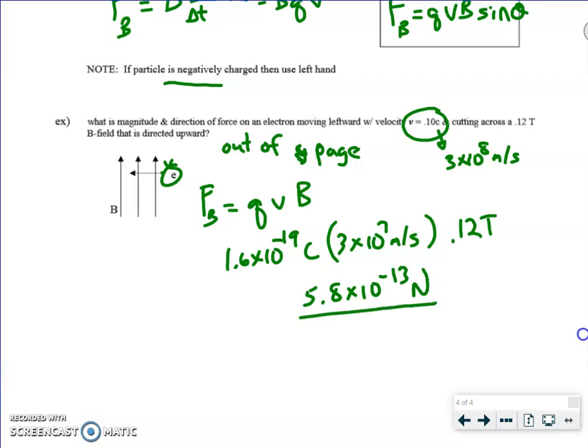All right, so the subsequent practices will really put you to the test on all sorts of applications. So it's really important you feel good about this foundation before we look at other ways of having current or particles cut across B fields.